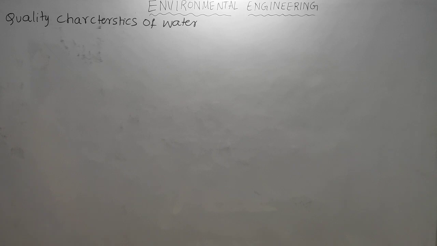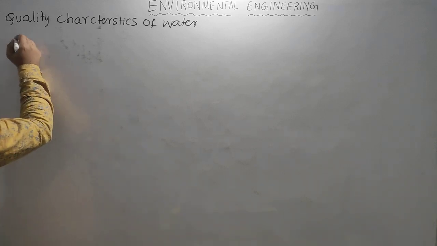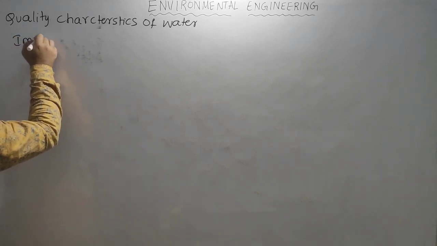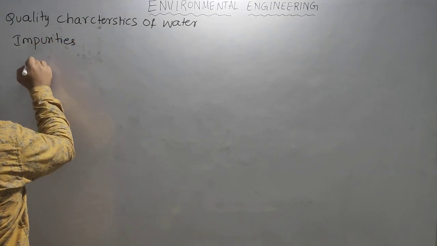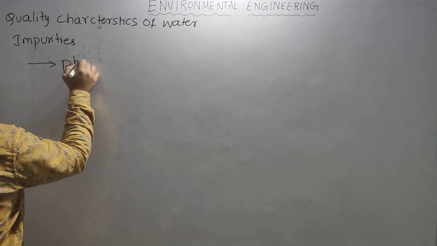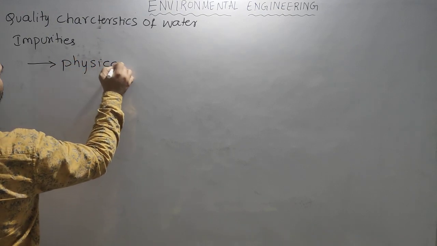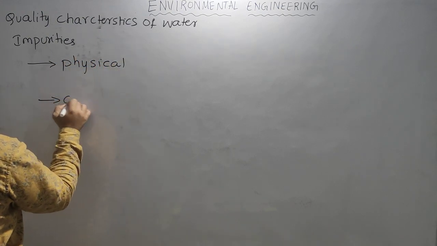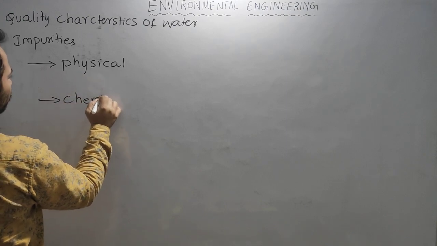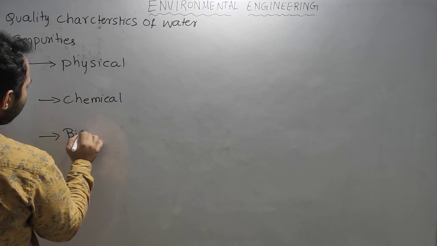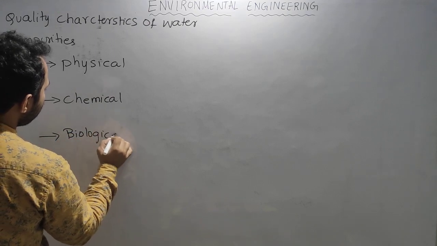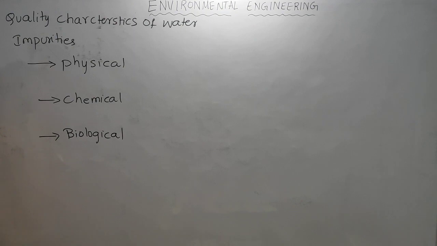So there are three types of impurities, that is physical, chemical and biological. So these are the three categories of the impurities.